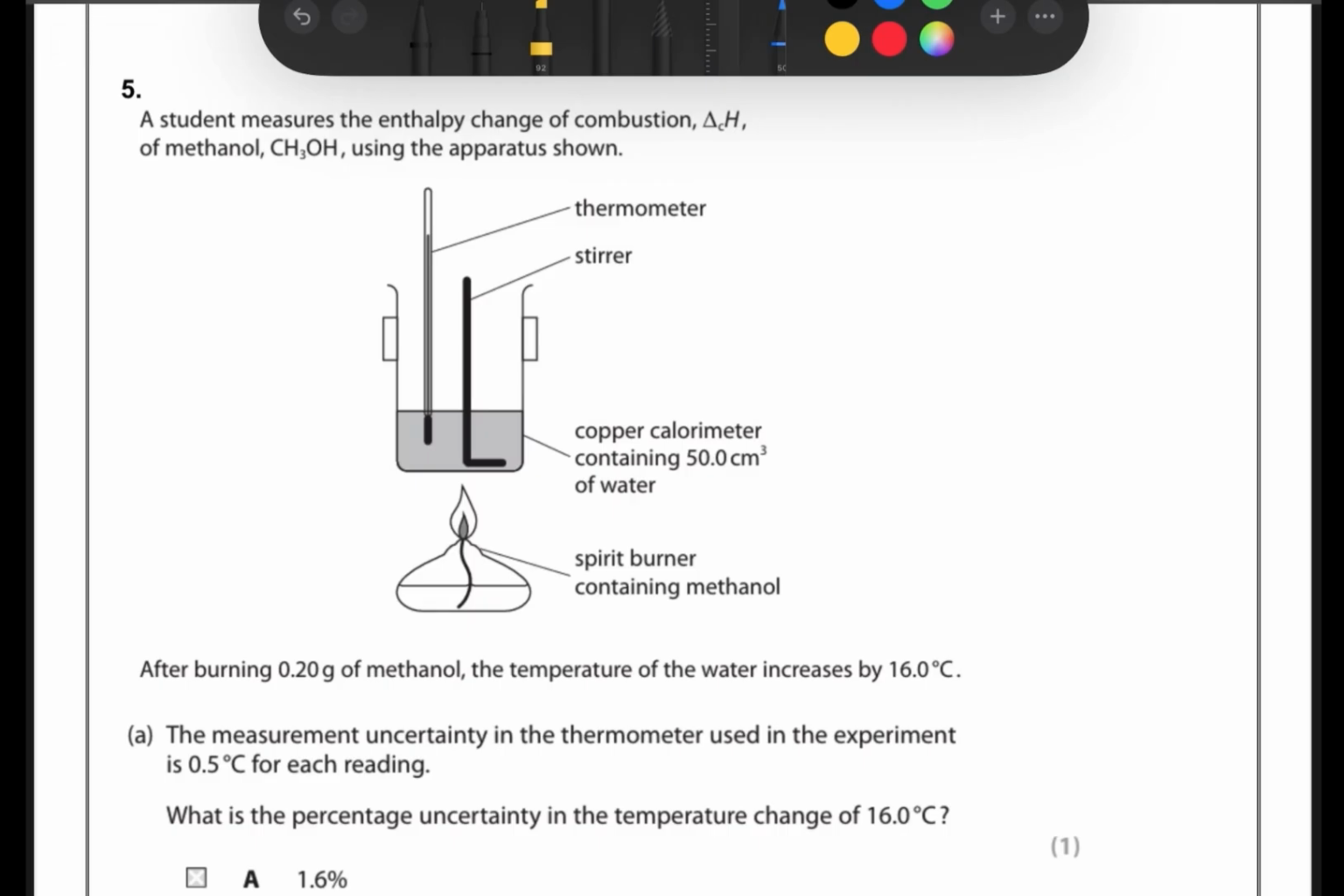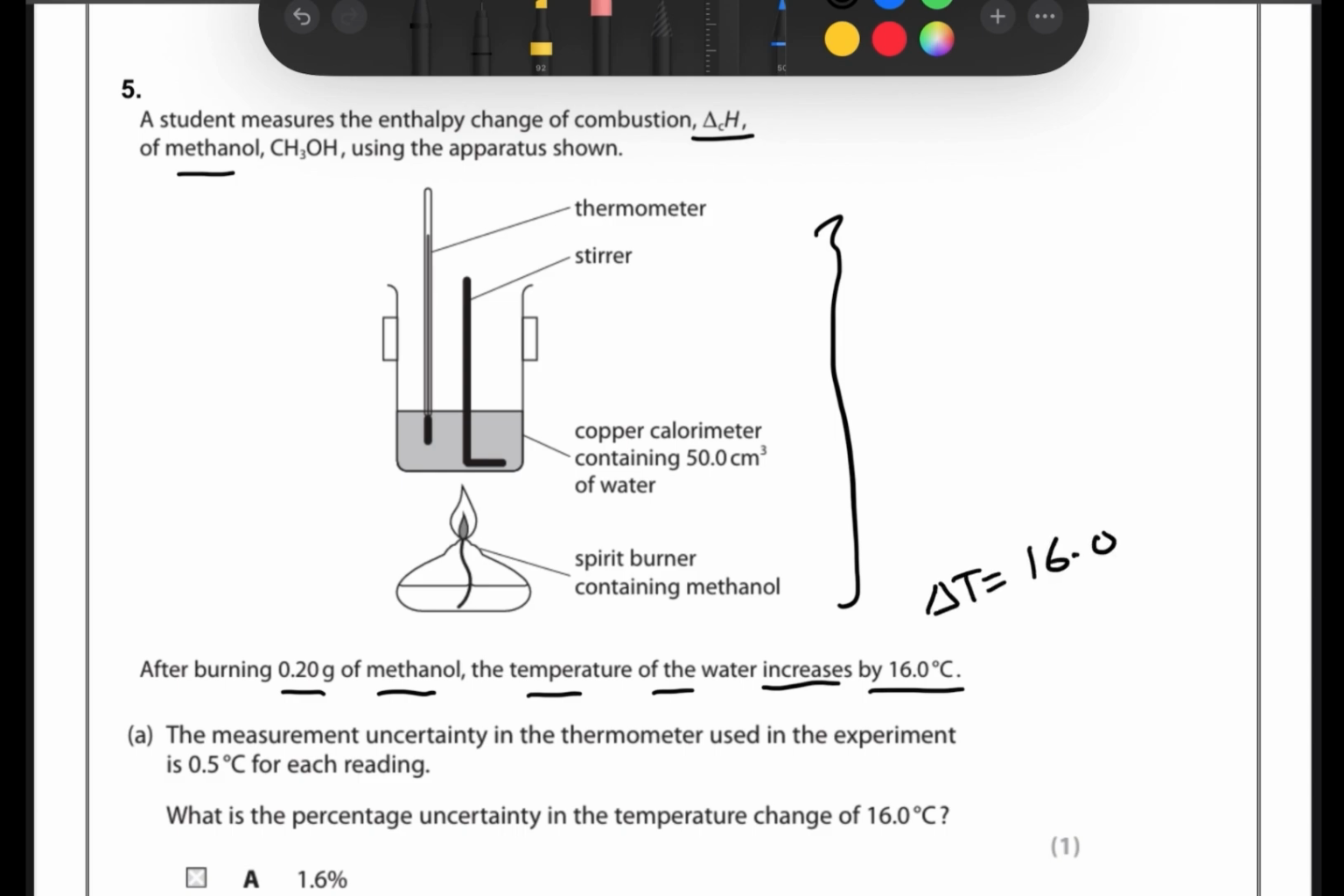Guys, in this question, I need you to read the question carefully and then answer it with me. The question says, a student measures the enthalpy change of combustion, delta CH, of methanol, which is the fuel, using this apparatus as we can see in here. After burning 0.2 grams of methanol, the temperature of water increased by 16 degrees Celsius, and this tells us that delta T is equal to 16 in here.